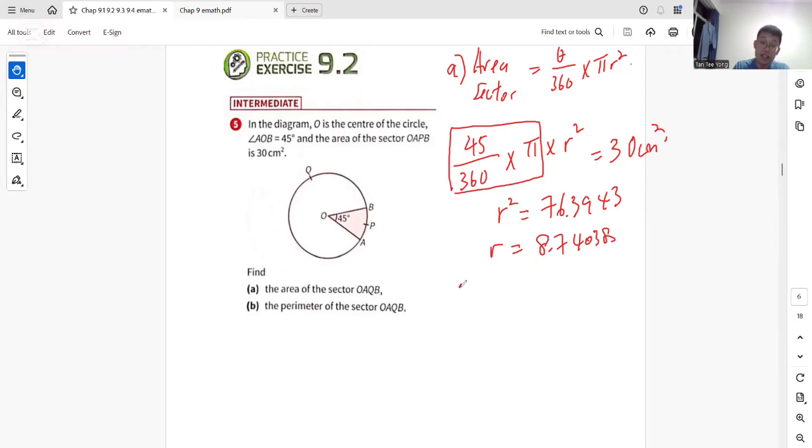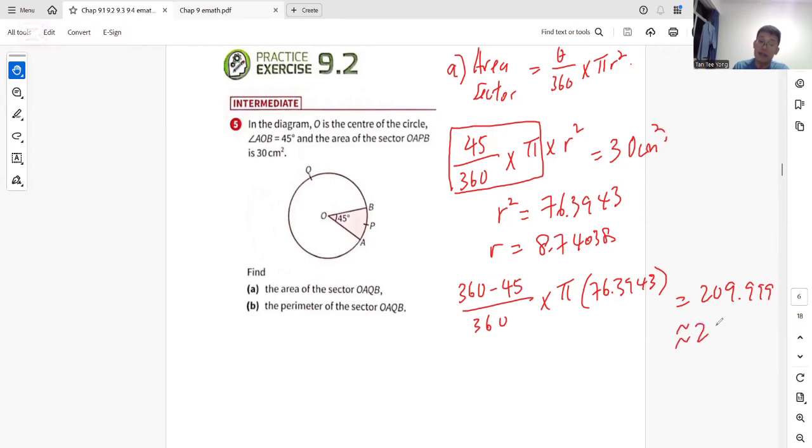So how do we find the area of the other sector, the white part? It's still theta over 360, but you need to take 360 minus 45 as theta, over 360 times pi r square. I'm going to use 76.3943 because that is the r square. So this equals 360 minus 45 over 360 times pi times 76.3943. The answer is 209.999, so round off to 210 cm square, 3 significant figures.